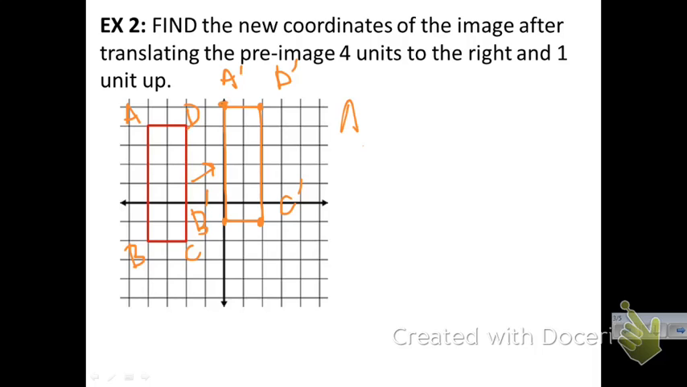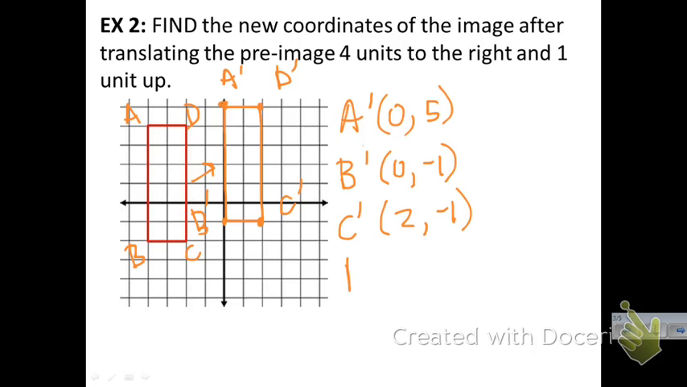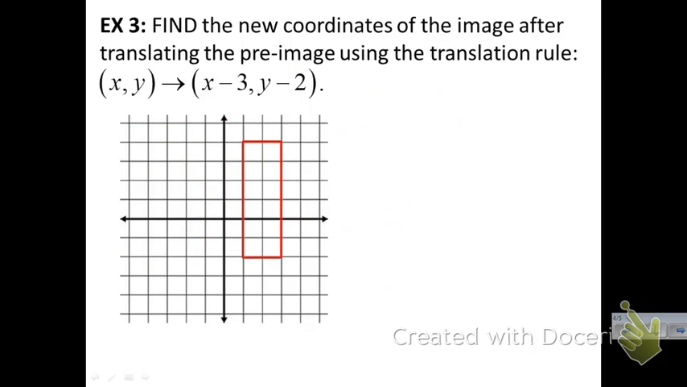So for our A prime, our coordinates are over 0, up 5. B prime, the coordinates are over 0, down 1. C over 2, down 1. And D prime over 2 and up 5.